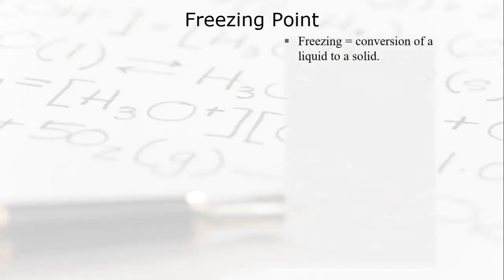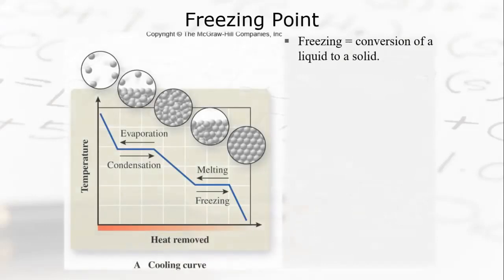Okay, now on the other side of the spectrum, we have the freezing point. And this one we study typically with what we call cooling or heating curves. Remember, freezing means the conversion of a liquid to a solid. And this is a typical type of curve or graph that we use to describe that. Again, as we remove heat, notice that the temperature starts dropping, right? And you can see the different states here as you go from gas to liquid to solid, right?